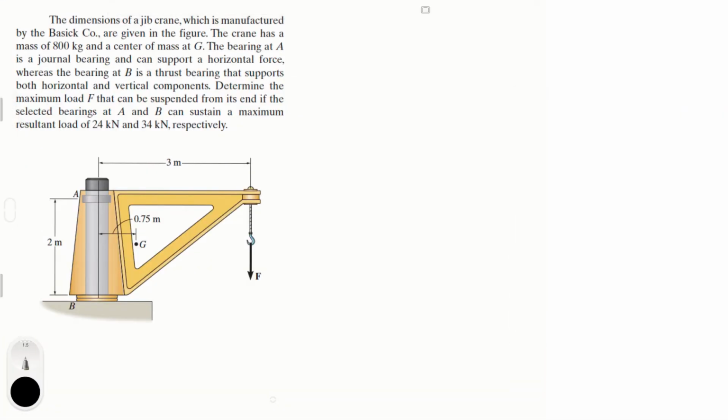To this problem that says the dimensions of the jib crane, which is manufactured by this company, are given in the figure. It has a mass at a center G of 800 kilograms, so that will be right here. Let's call it the weight. The bearing at A is a bearing that can support a horizontal force only, and the bearing at B can support both a vertical and a horizontal force. Determine the maximum load F that can be suspended if the selected bearings at A and B can sustain the maximum forces given right here.